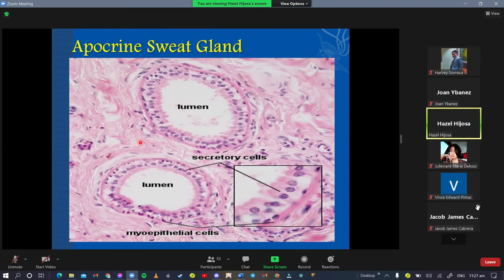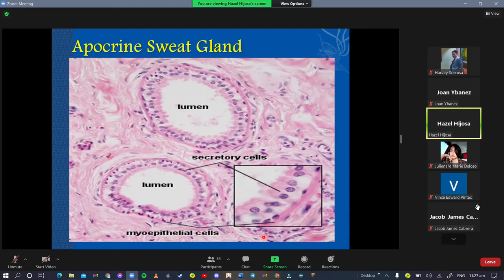Okay, so it also has a secretory segment and the duct segment. For the secretory segment, it is composed only of a single type of secretory cells, which are either cuboidal or columnar. Whereas for the eccrine, you have two secretory cells, the dark and the clear cells. And also, you will have the myoepithelial cells located in the basal part of the secretory segment. So again, contraction of these myoepithelial cells will bring about the release of the secretory products.